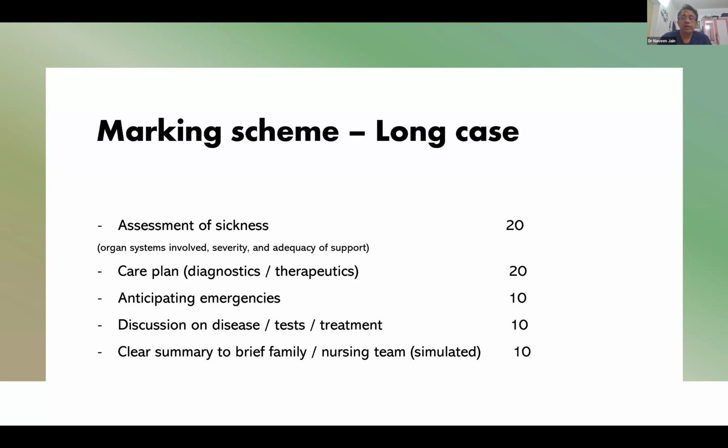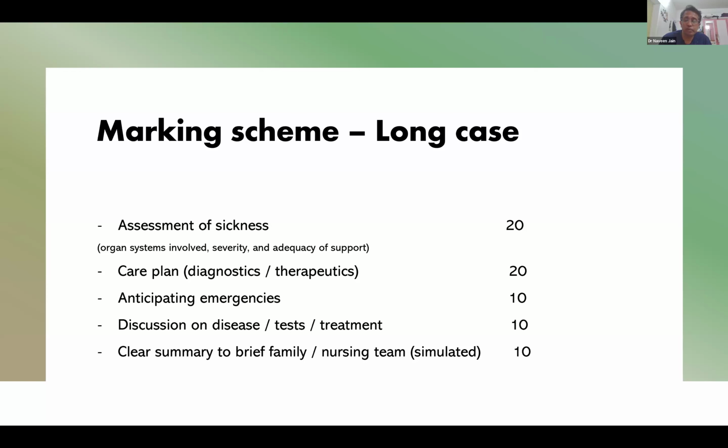Also, you would be asked to brief a nurse, who may be an actor or maybe a real nurse, as to what emergencies should be anticipated that day if you're dealing with the acute care. And then if you have done well till here, you get enough time to discuss the disease. So they may ask questions on RDS, on NEC. They may ask what is antenatal steroid. They may ask you what is phototherapy. So they can ask theoretical questions associated with the tests and treatments. And lastly, you should be able to clearly summarize to a family or to the nursing team what is happening in this scenario. So that would have 10 marks.